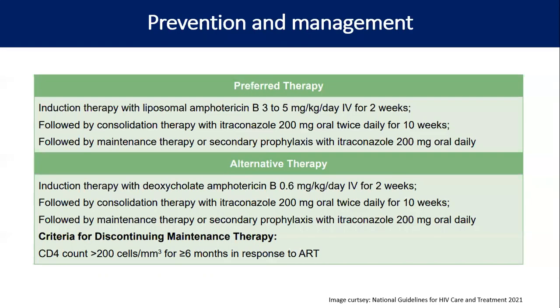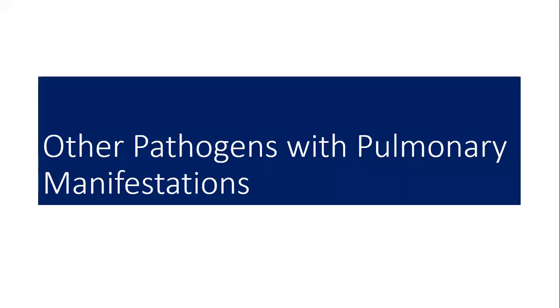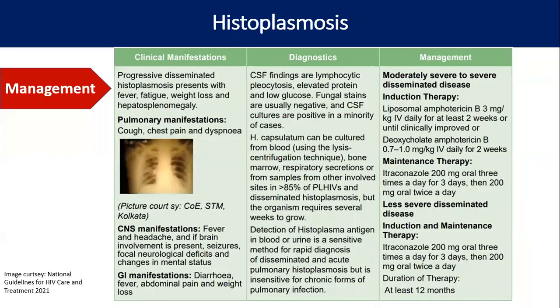Alternative therapy is induction with deoxycholate amphotericin 0.6 milligram per kg per day IV for 2 weeks, followed by itraconazole 200 milligram twice daily for 10 weeks, followed by maintenance therapy with itraconazole 200 milligram once daily. The criterion for discontinuation is CD4 count more than 200 cells per cubic millimeter for more than 6 months in response to ART. And other pathogens with pulmonary manifestations, like histoplasmosis.